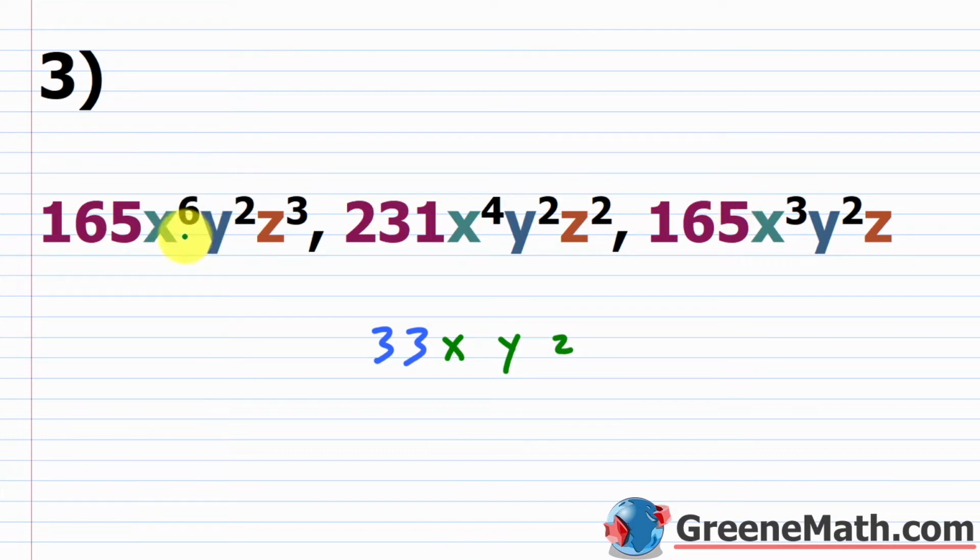So in other words, on x, I have 6, 4, and 3. So I want the smallest, which is 3. On y, I have 2, 2, and 2. So it's just going to be a 2. And then on z, it's going to be 3, 2, and then this is implied 1. So I can just leave the z. So my greatest common factor here would be 3x cubed y squared z.